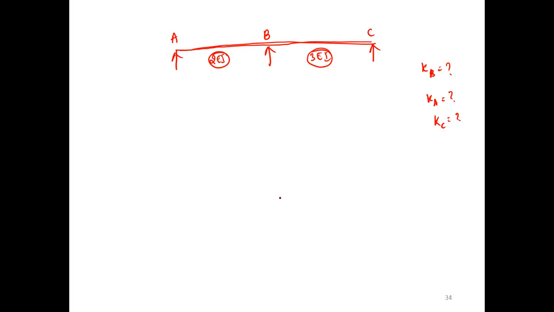What is KA? 15 EI by L is KB. Yes, right, 15. Because what is KA? This is 3EI by L, and this is also 3EI by L because both are end spans. So 3 into 2, 6 EI by L, and 3 into 3, 9 EI by L. If you do this sum, we are getting 15 EI by L. So that is right.